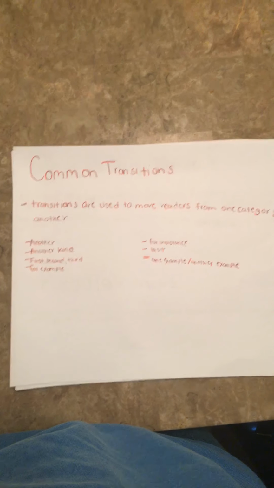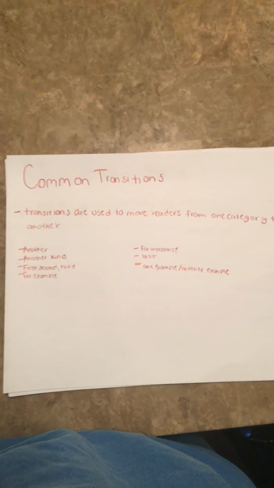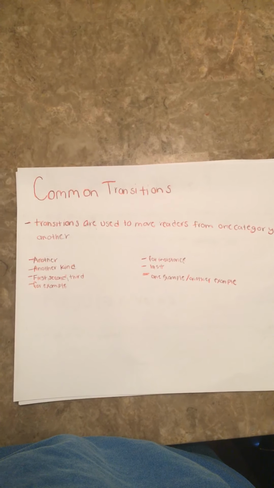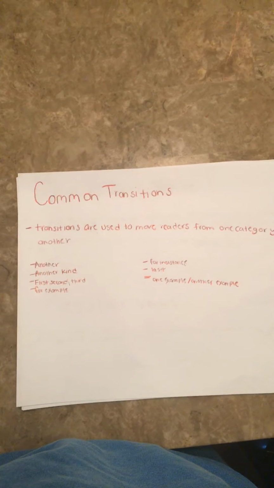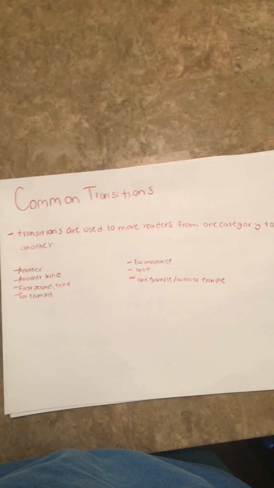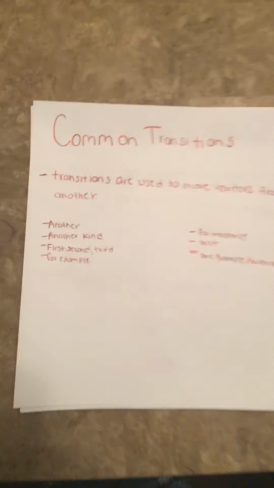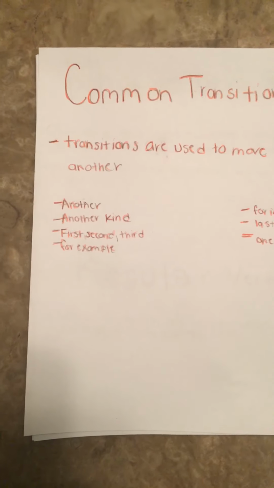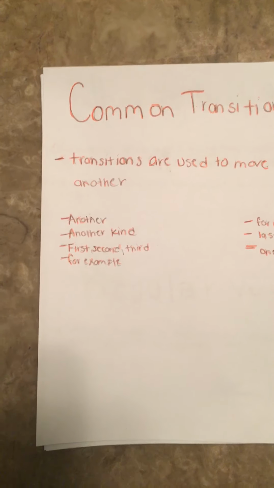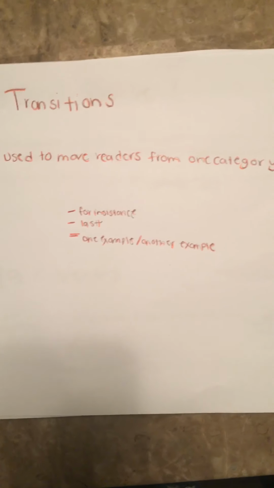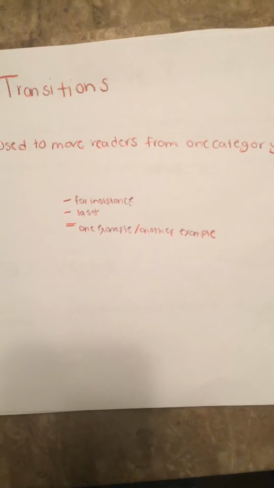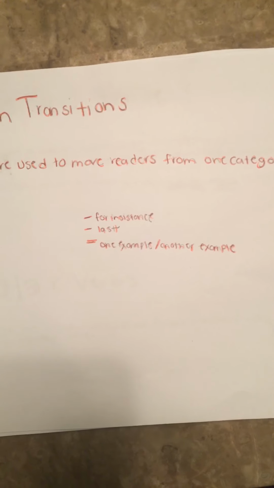Lastly, for classification, here are some common transitions. They are used to let the reader move fluently or smoothly from one category to another. Some words that you can use are another kind, first, second, third, for example, for instance, last, and one example, another example.